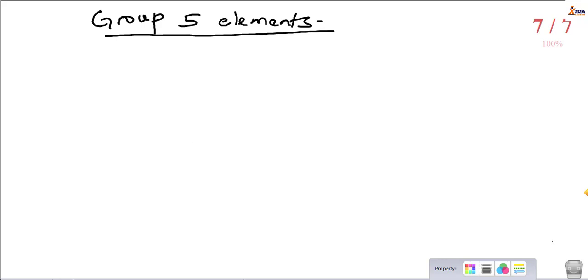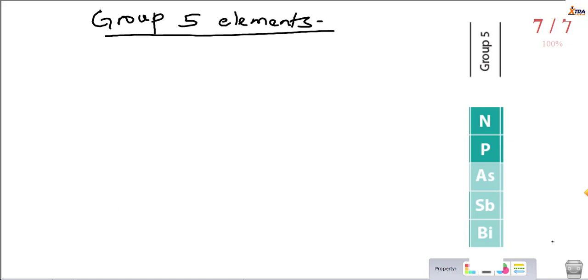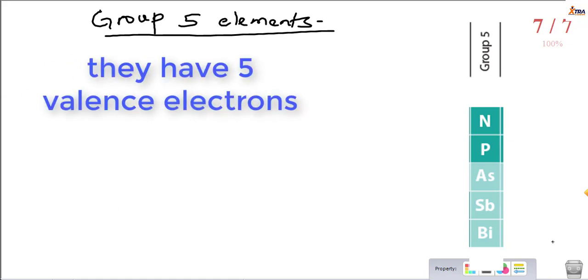Welcome guys. In this lecture we shall discuss the group 5 elements. Now these elements are put in group 5 because they have 5 valence electrons, right? So the number of valence electrons they have made us put them in group 5. And then we call them the group 5 family.